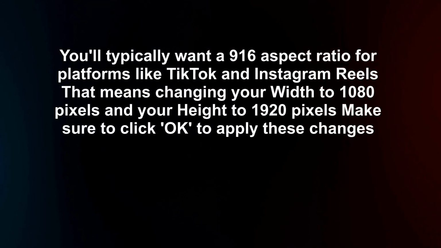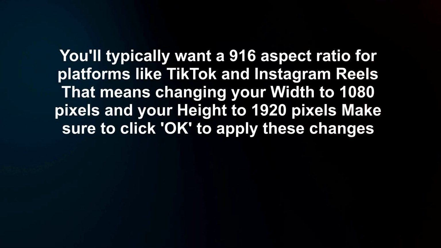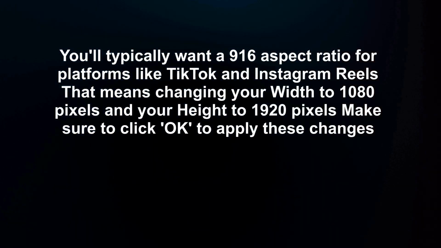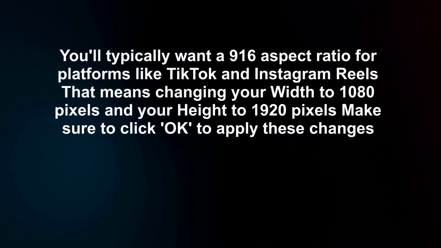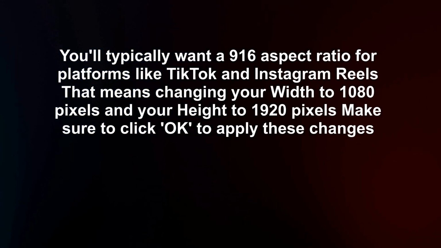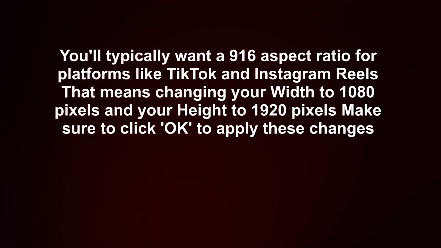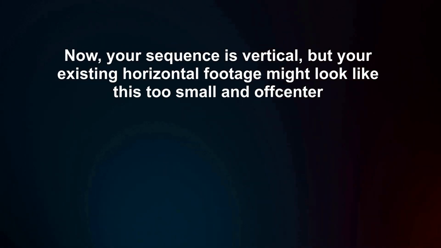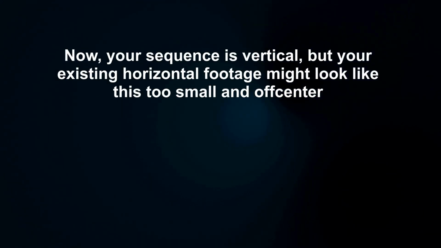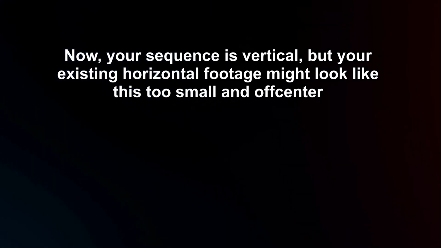You'll typically want a 9:16 aspect ratio for platforms like TikTok and Instagram Reels. That means changing your width to 1080 pixels and your height to 1920 pixels. Make sure to click OK to apply these changes. Now, your sequence is vertical, but your existing horizontal footage might look like this: too small and off-center.